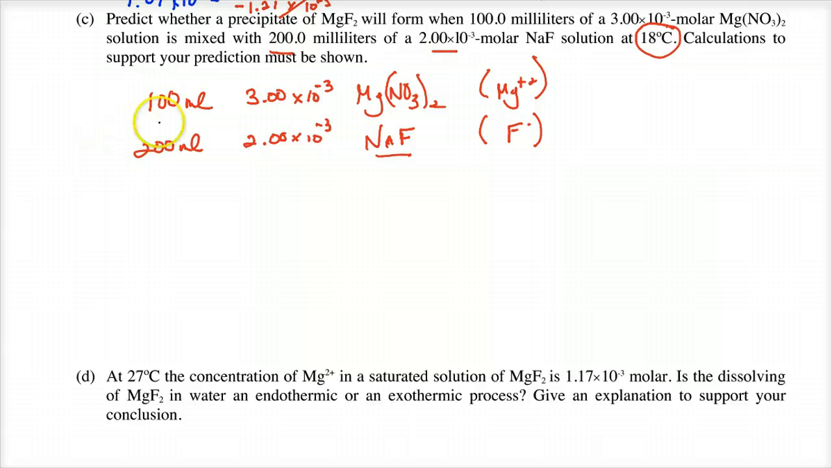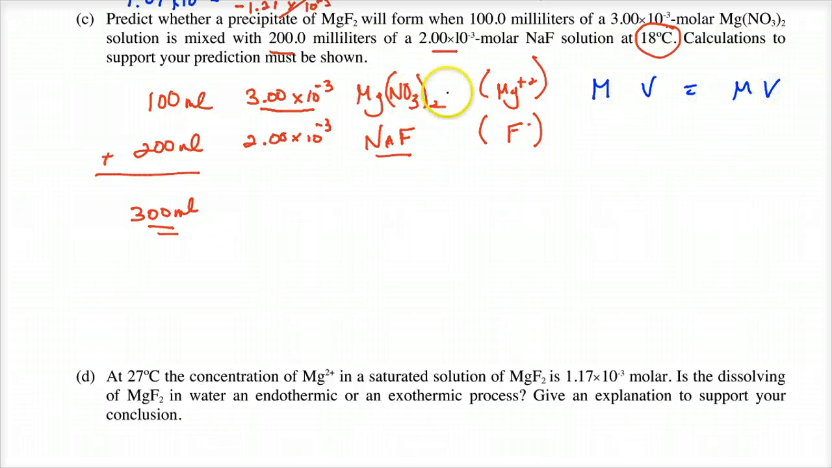Now, if you're pouring these together, your new volume is going to be 300 milliliters. So before you do this problem, you have to figure out what the concentration of the Mg plus 2 is. It's not going to be this. It's going to get diluted. And how do we do dilution problems? We said M1V1 equals M2V2. So what you do is solve for the concentration of the Mg plus 2. You know its current volume was 100 milliliters. And its new molarity, that'll be what we're going to solve for.